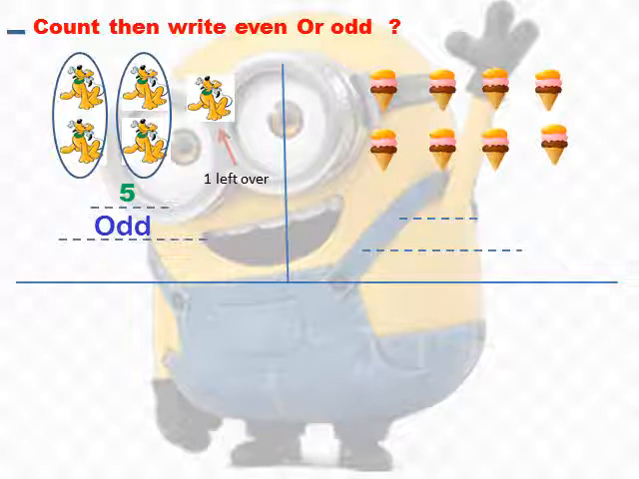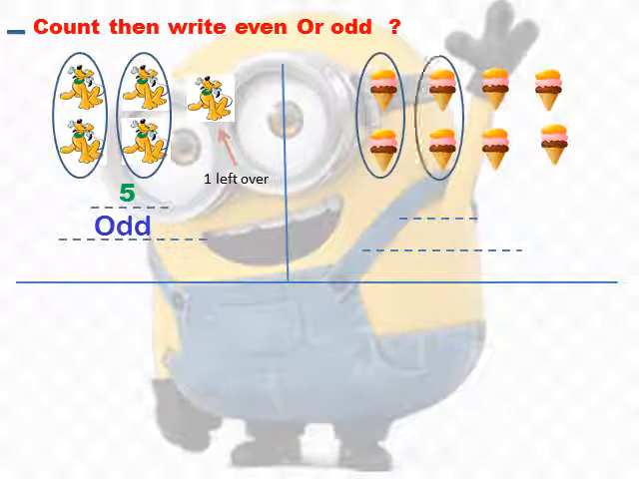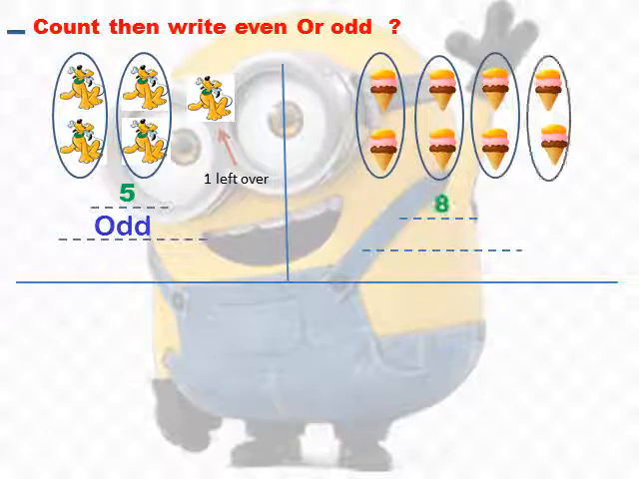Okay? What about the ice creams? Let's count in pairs. 1, 2, 3, 4. Right? So we have 8 ice creams. So the 8 is an even or an odd? It's an even number. Why? Because when I make the groups or when I make it into pairs, I have no left over.